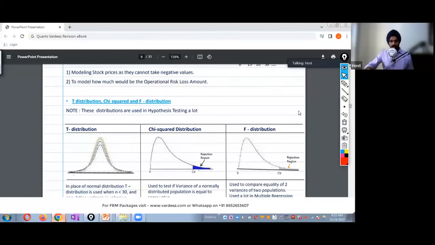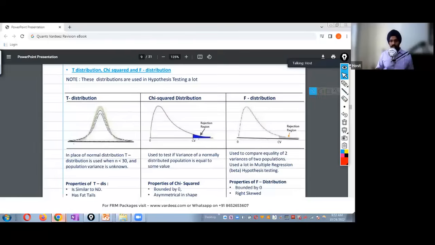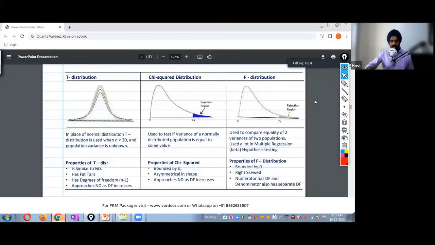All right, moving on from log normal to the T distribution, the chi-squared, and the F distribution. Have a look at this particular table that I created. A T distribution is pretty much like a bell-shaped curve, similar to normal distribution. But remember, it's not exactly a normal distribution. The reason is that it has a lot of fat tails. And that is the difference between the T and the normal distribution.